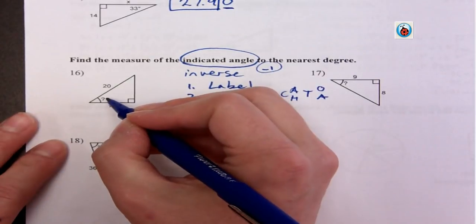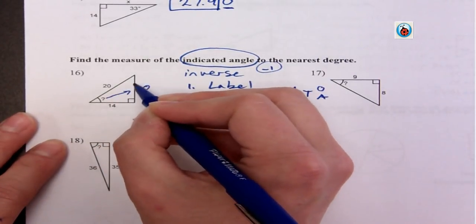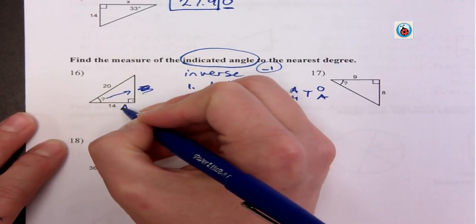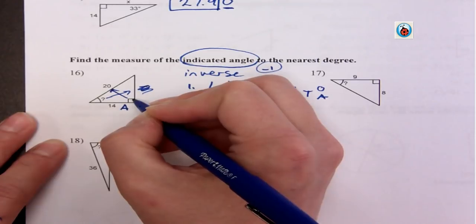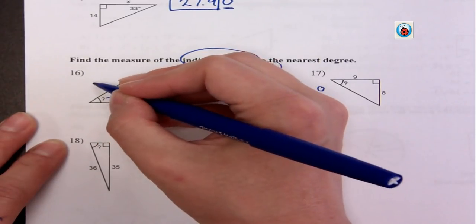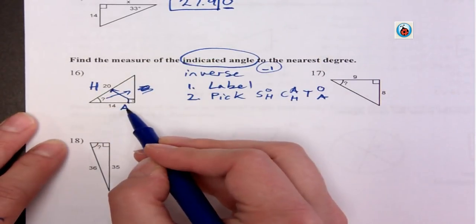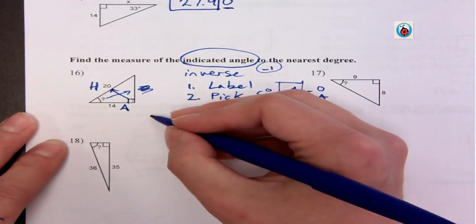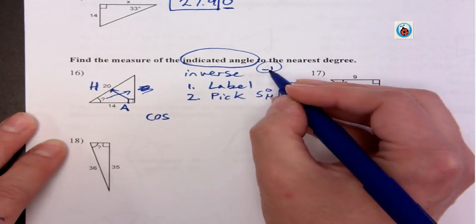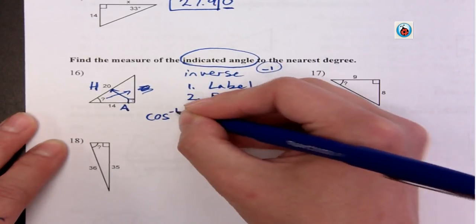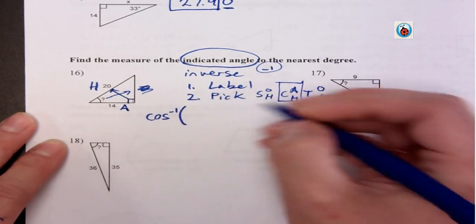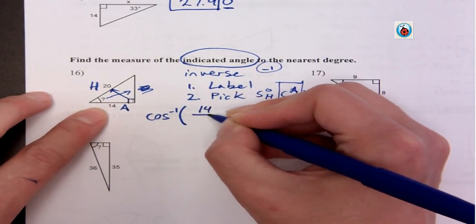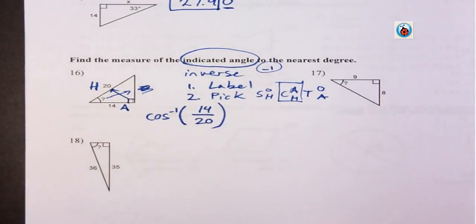Alright, so I'm going to label across from here is opposite. There's no number there, so I cross it off. In between these two is my adjacent side. Across from the right angle is my hypotenuse. I have A and H, so I'm going to use cosine. So because I'm trying to find the angle, I use the inverse. So cosine -1, and then in the parentheses I put my adjacent on top, 14/20.